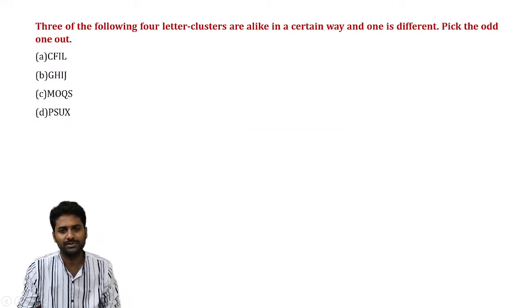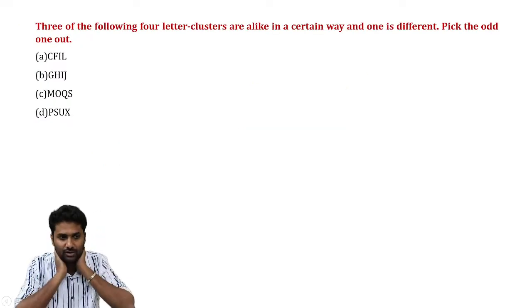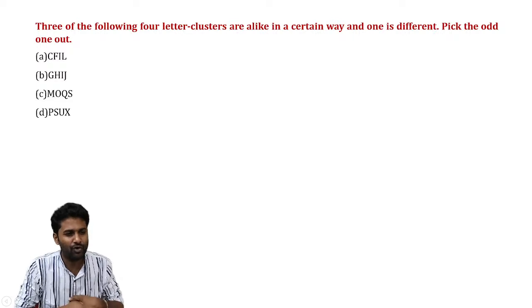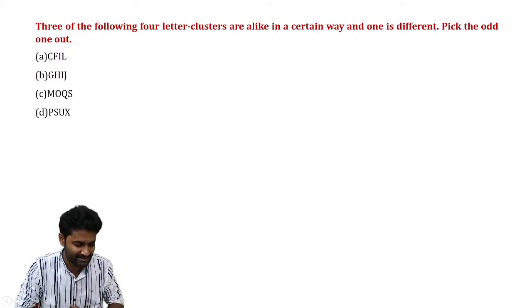Move on to question number 2. Just pick the odd one out. We have these options: CFIL, GHIJ, MOQS, PSUX.